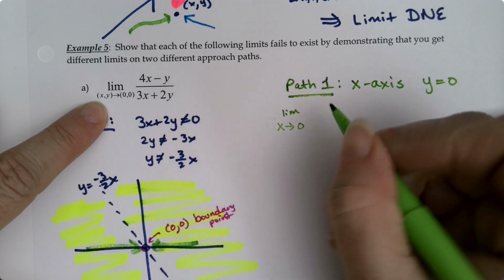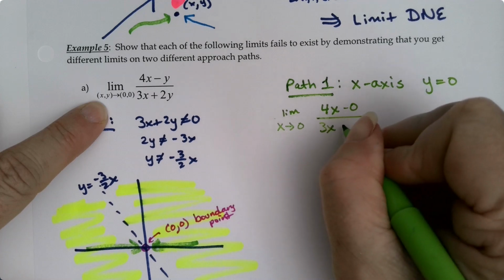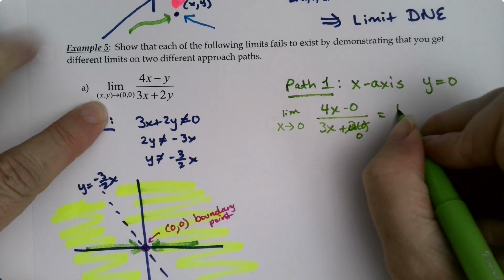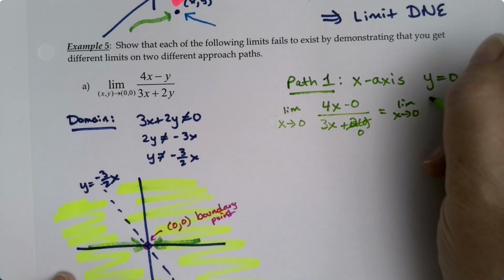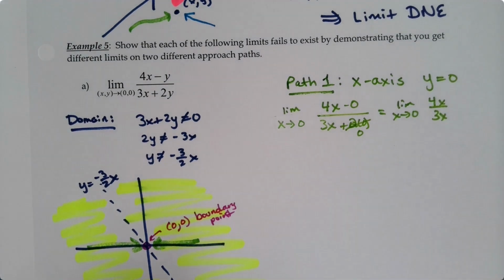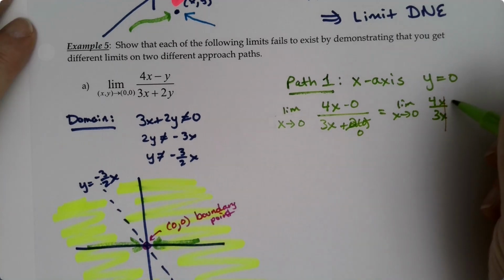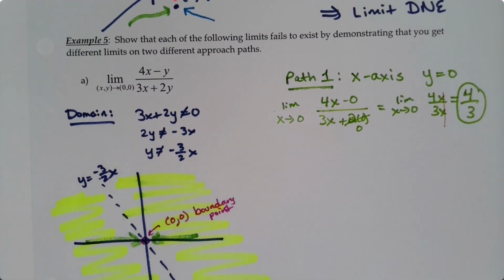So the limit as x approaches 0 of 4x minus 0 over 3x plus 0, right? Technically it's 2 times 0, but that's 0. So this is the limit as x approaches 0 of 4x over 3x. And you might think, oh, that's a problem. No, it's not, because the x's will cancel and be gone, and it leaves you with 4/3. Our algebra is still true. So this is approaching 4/3. That's the limit. Now I just need another path that will go to a different number, and we'll be great.